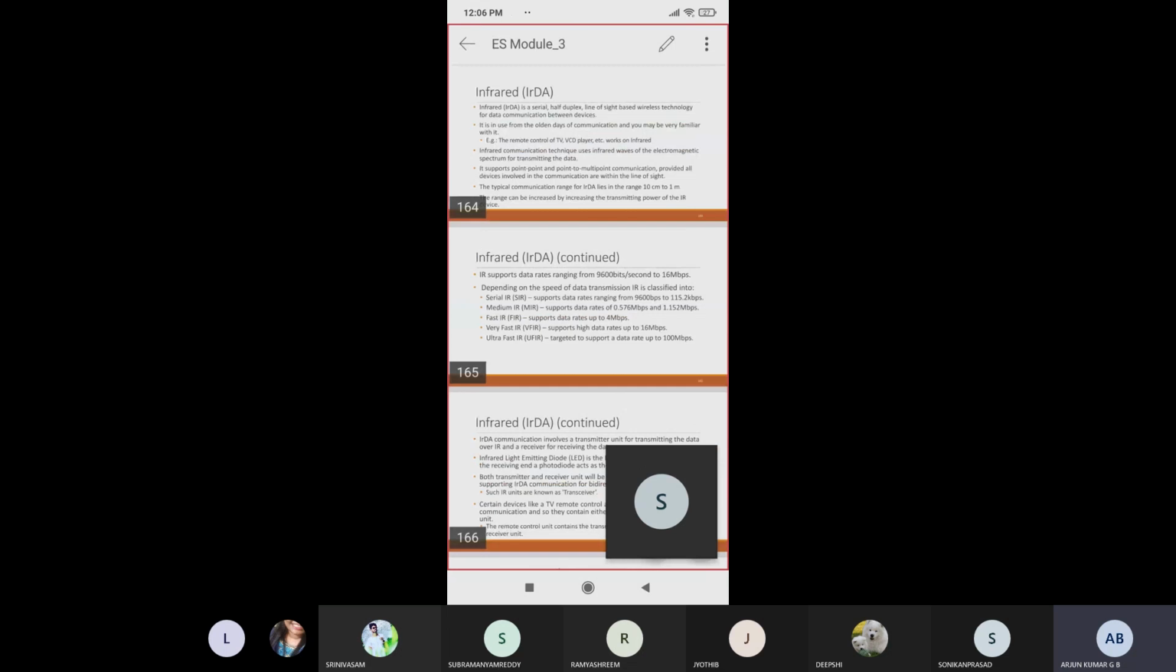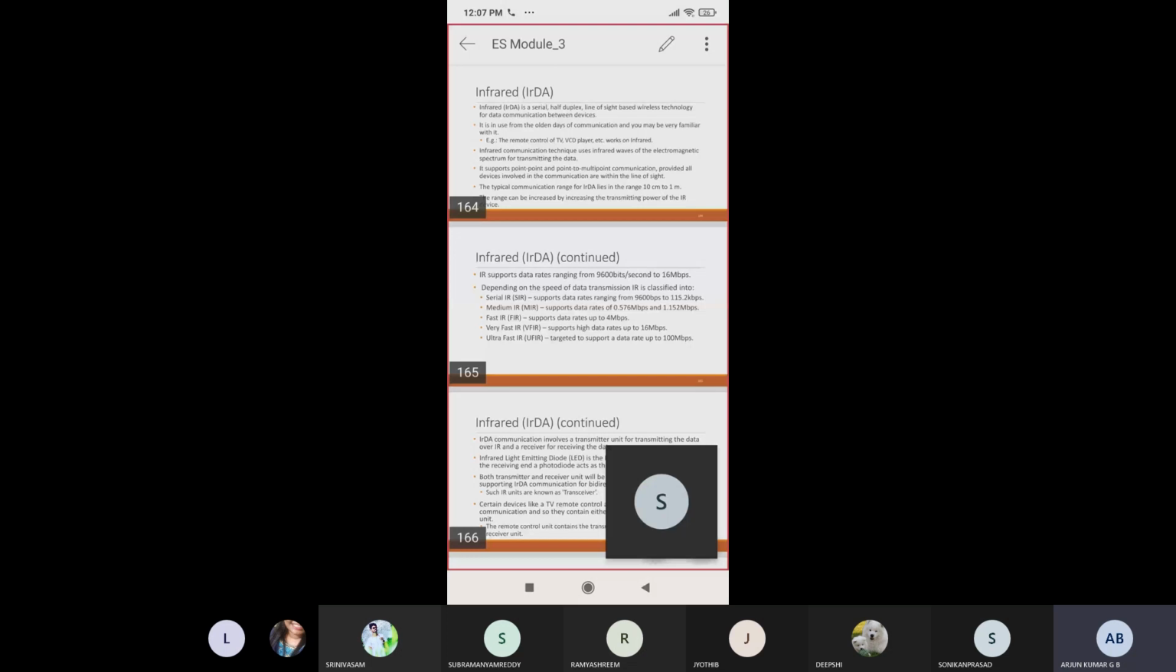There is infrared, which is also a serial bus communication. It is optoflexed, used from the olden days of data communication, and you may be very familiar with it. Example: remote control, IR infrared rays. If you go for a remote control of a TV or VCD player, it works on IR. But what is the disadvantage? IR has a very small distance. The range is from 10 centimeters to 1 meter.